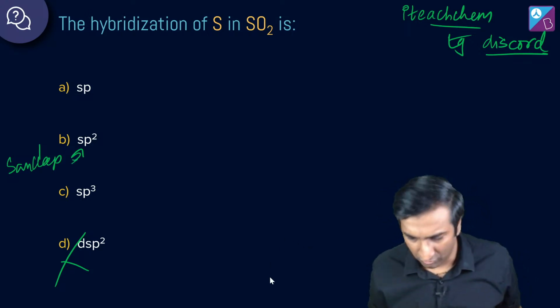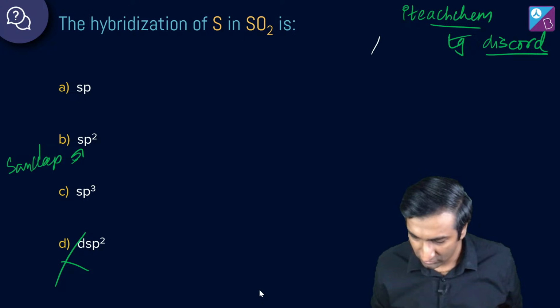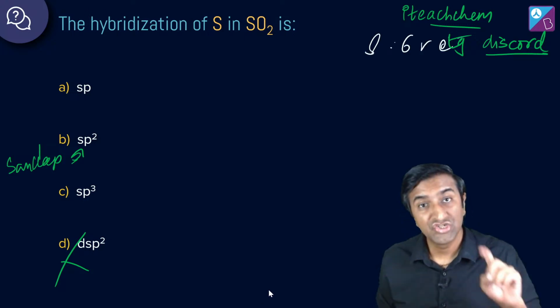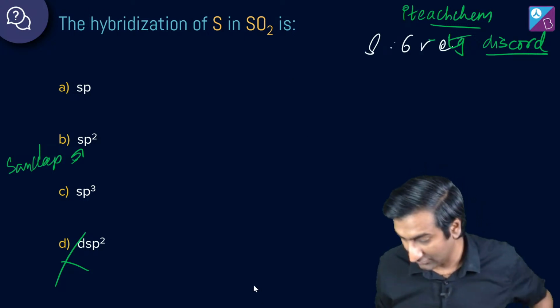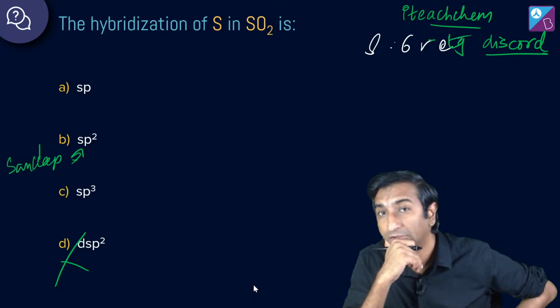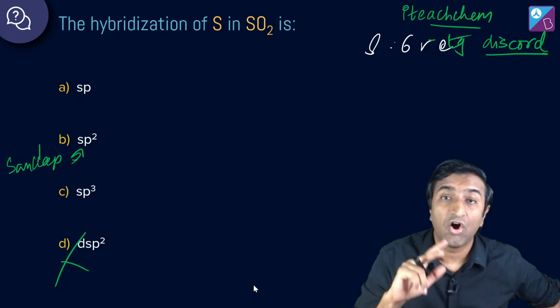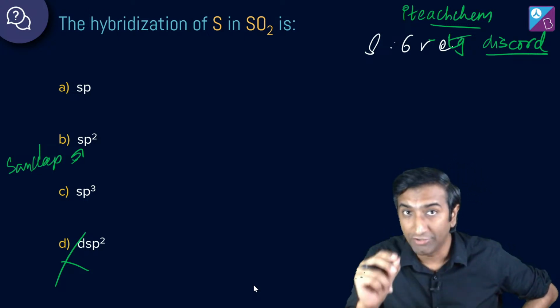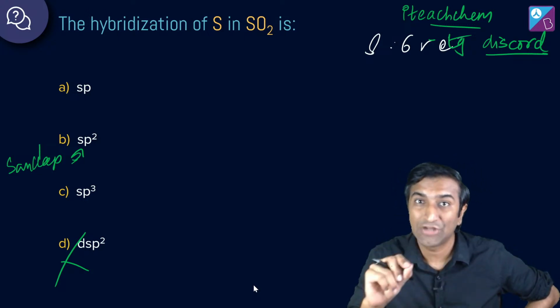छोटी छोटी चीजें लिख दे हम लोग. आप ट्राई करो. थोड़ा हिंट देता हूं. सल्फर में कितने होते हैं? 6 वैलेंस इलेक्ट्रॉन. ऑक्सीजन को कितने चाहिए? ऑक्सीजन needs 2 electrons to complete its octet.